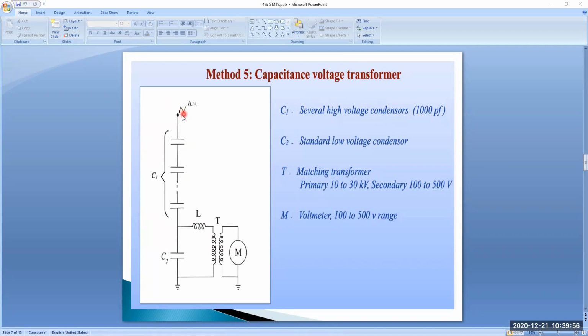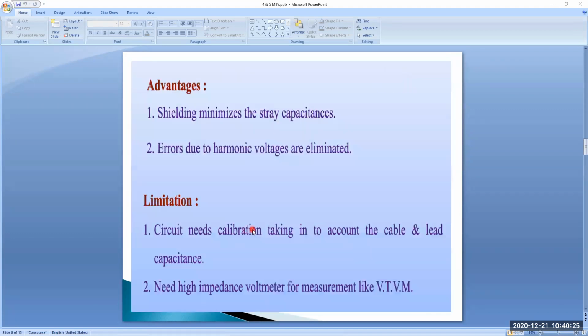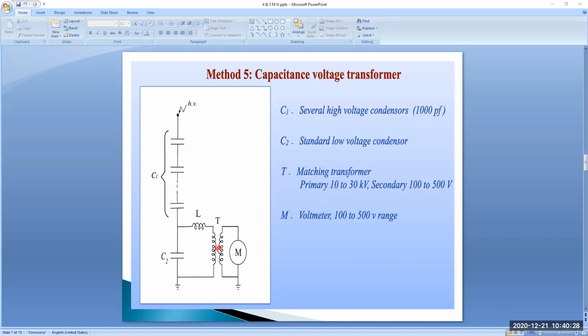One terminal of this measuring equipment is connected to the high voltage terminal, the impulse voltage terminal, and the second terminal is connected to the ground. Same concept, C1 and C2, but here there is a connecting cable and electrostatic voltmeter. Here, using the transformer concept, we can measure very high impulse voltages. Okay, it's clear.